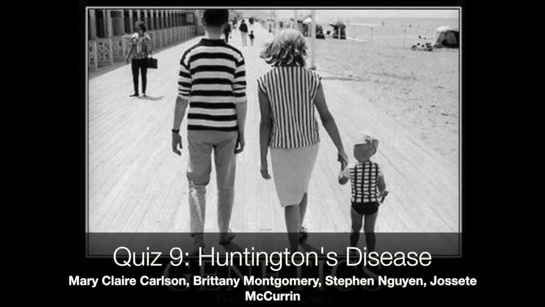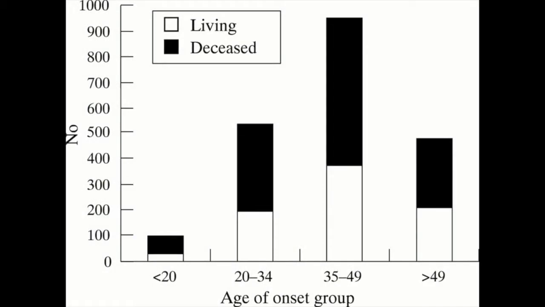Today we'll be discussing Huntington's disease. This graph depicts the age of onset of Huntington's disease and the number of individuals who live and die in each category. The age of onset is highly variable, but the mode is between 30 and 40 years. It also shows how the earlier the age of onset, the more rapidly the disease progresses.